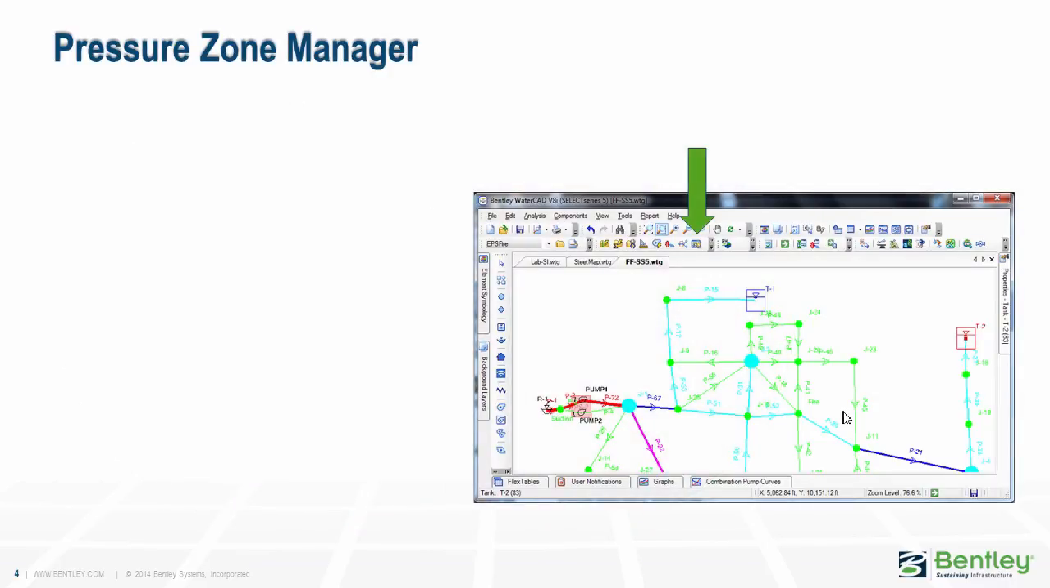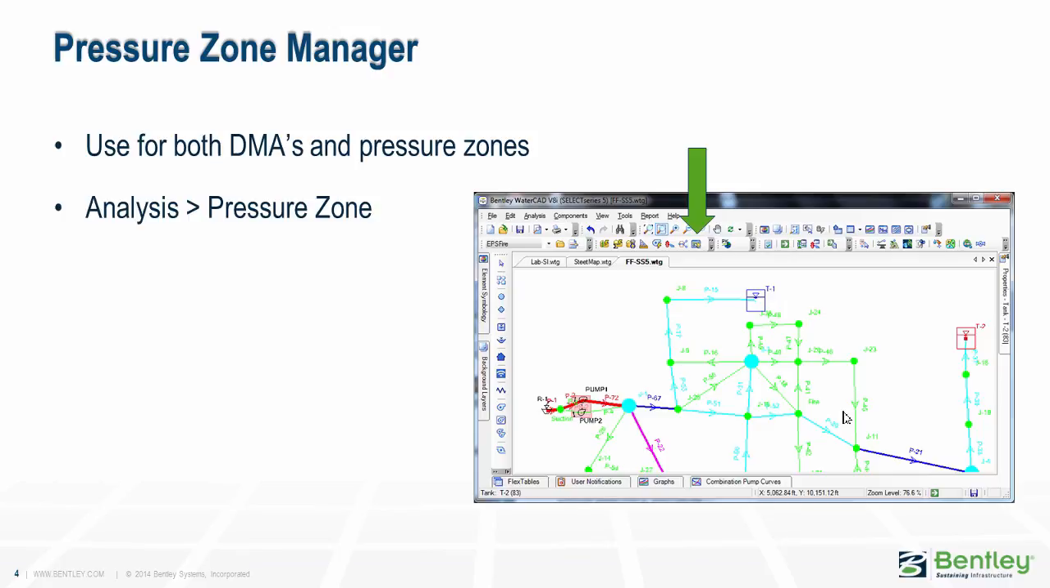Pressure Zone Manager can be found either in the Analysis menu or as the symbol that the green arrow is pointing to. Pressure Zone Manager is used both for managing DMAs as well as pressure zones. You get to it through Analysis, Pressure Zone Manager, and it relates to a specific scenario. The current scenario is the one that, when you tell the program to compute, it will compute based on.